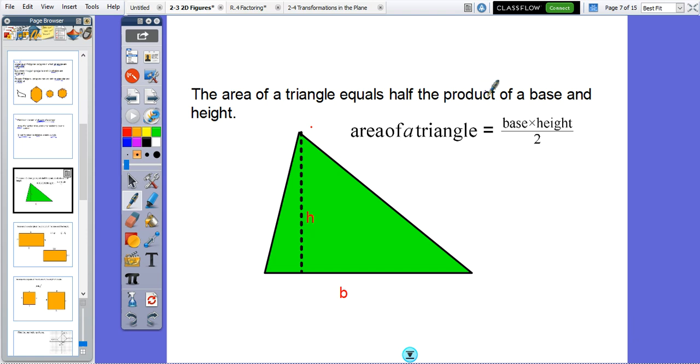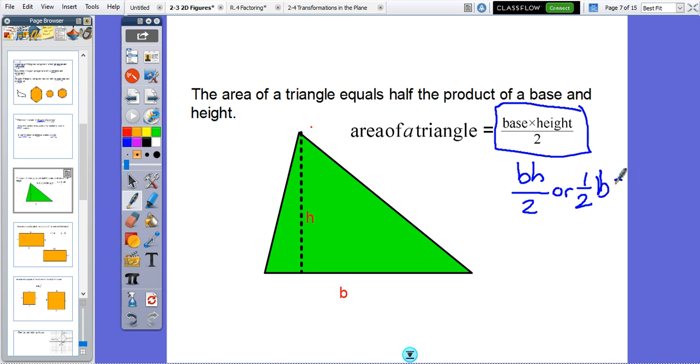The area of a triangle is pretty simple. It's base times height divided by 2. You might see it as BH over 2, or sometimes you see it as 1/2 BH. There you go. Pretty simple: base times height divided by 2.